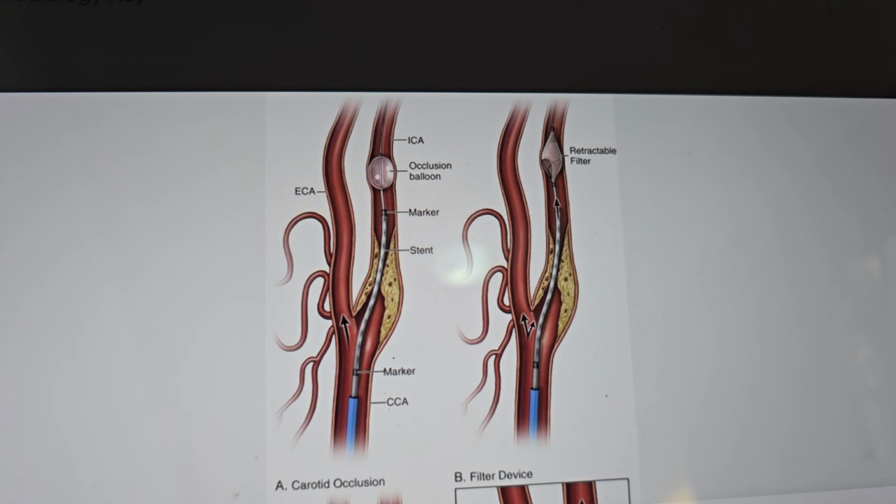In case of the transfemoral approach, most physicians choose to perform carotid artery stenting under local anesthesia with or without sedation to monitor the patient's neurological status. For the transcarotid approach, either local anesthesia with sedation or general anesthesia may be employed. If general anesthesia is employed, use of intraoperative EEG brain mapping should be considered. It is very, very necessary.